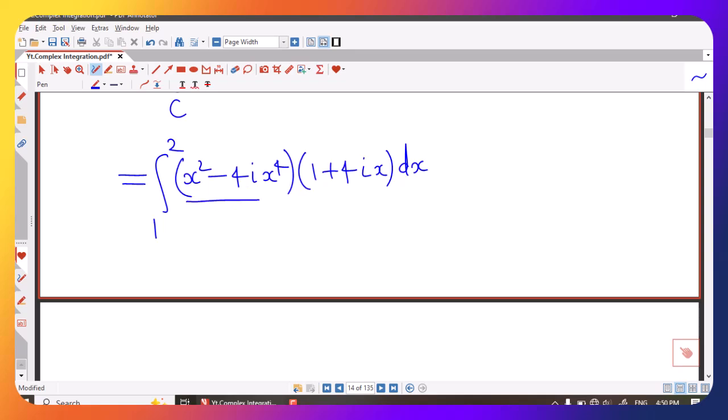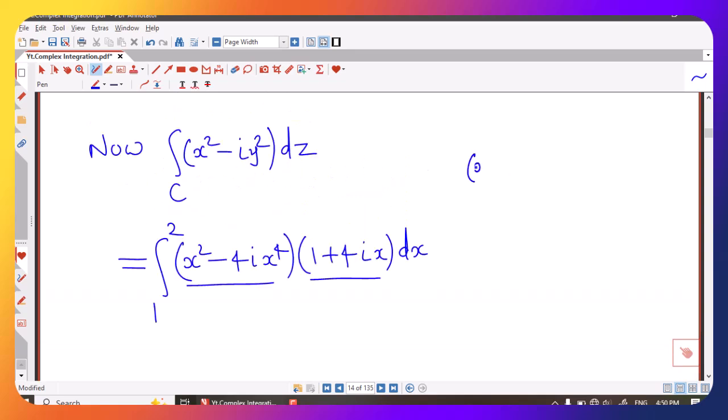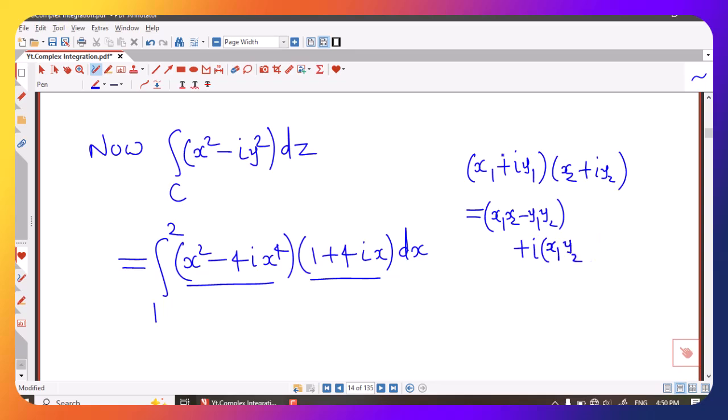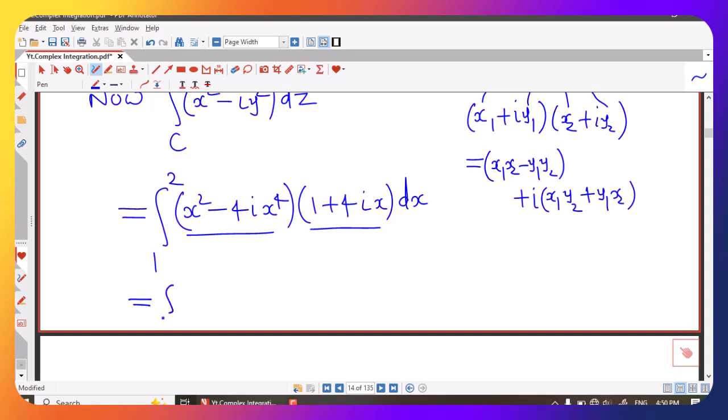Now before integrating we can multiply these two using the definition of multiplication of two complex numbers. We know that if we have two complex numbers x1 plus iy1, x2 plus iy2, then this is equal to x1 into x2, that is real part into real part minus imaginary part into imaginary part, plus I times real into imaginary part, that is x1 into y2, plus imaginary part of first into real part of second. So using this definition we find out this product, and that we write in the bracket.